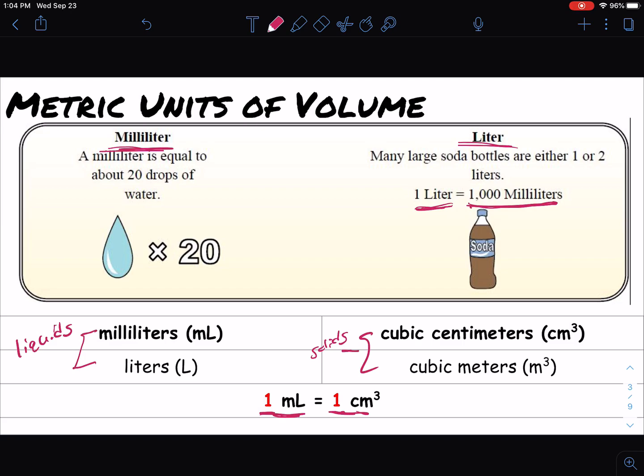Though for liquids, it's usually going to be milliliters and liters, with the majority of the time in this class, about 90% being milliliters, and solids being cubic centimeters or cubic meters, with again 90% of the time it being cubic centimeters.